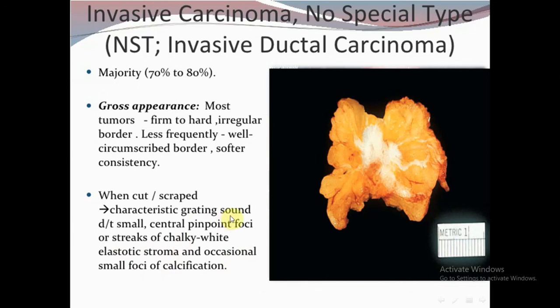Here we have a grating sound or grating sensation during cutting. It's characteristic for this lesion because of the presence of elastotic stroma and excessive fibrous tissue and sclerotic lesion. Fibrous tissue formation and calcification can give the grating sensation during cutting.